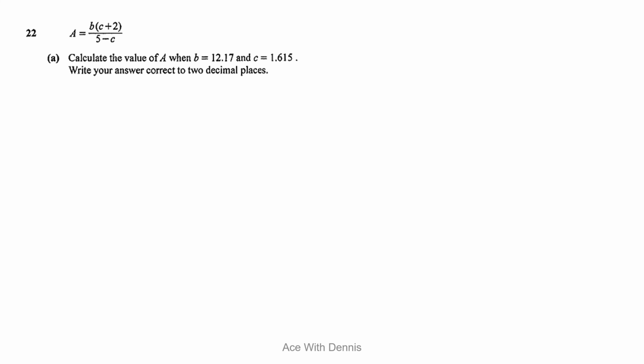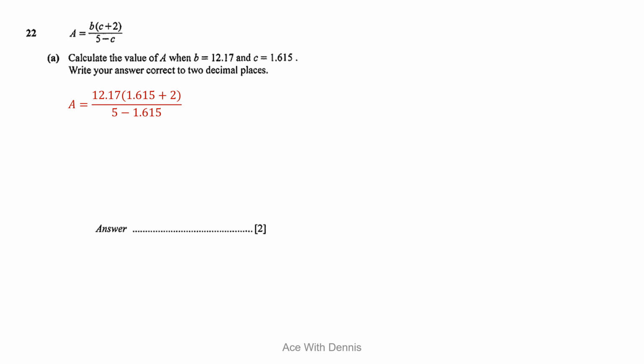Question 22. Given this equation, A equals B bracket C plus 2, over 5 minus C. A. Calculate the value of A when B is 12.17 and C is 1.615. Write your answer correct to 2 decimal places. 2 marks. So what we need to do is just substitute the values of B and C into the equation, and we'll get A equals 12.17 times 1.615 plus 2, over 5 minus 1.615.